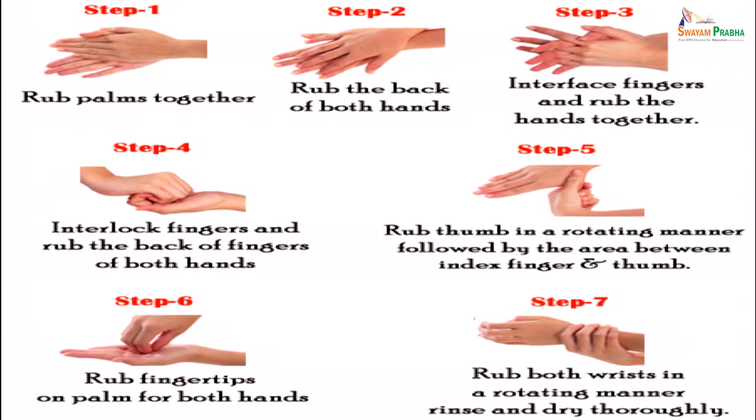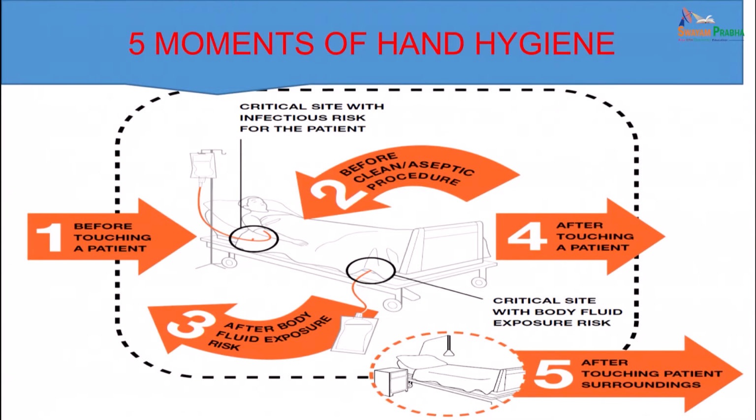There is a certain procedure of hand hygiene which should be followed. First you rub your palms together, then rub the back of both hands, then interlace fingers and rub the hands together. Interlock fingers and rub the back of the fingers of both hands. Rub the thumb in a rotating manner, followed by the area between the index finger and the thumb. Rub fingertips on the palm for both hands, rub both wrists in a rotating manner, and then finally rinse.